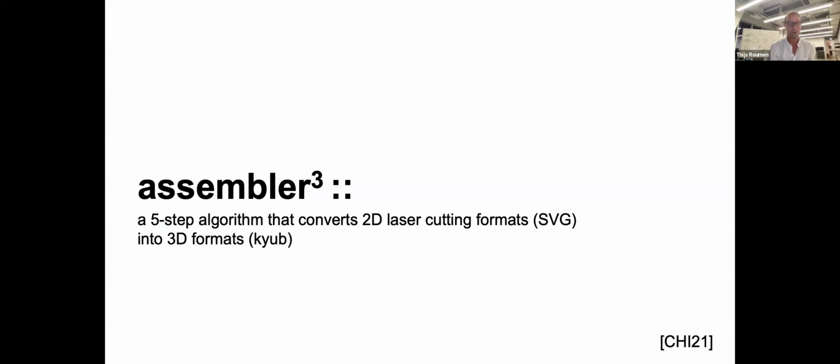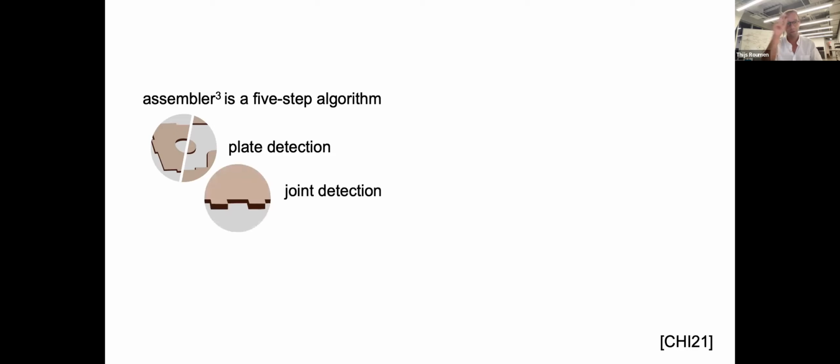Assembler Cube really is a 5-step algorithm that converts 2D cutting plans into 3D models. Let's look at the individual steps. In the first step, Assembler Cube tries to identify what are plates and what are cutouts in the model. It does so by alternatingly assigning plate versus cutout to the individual cutting lines that the laser traverses as it cuts the pieces. Then it uses that information to look at the outlines of these plates and detect recurring patterns of structures, which can lead to identifying individual joints on the model.